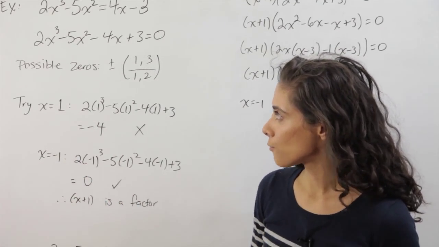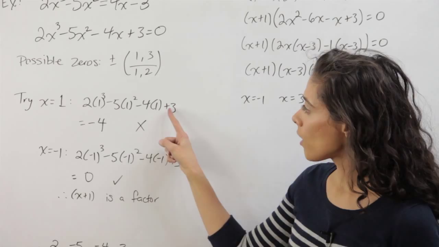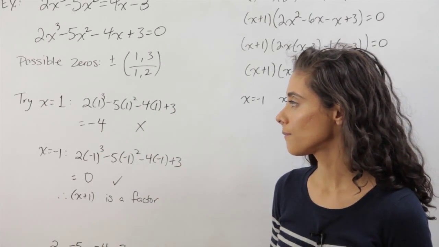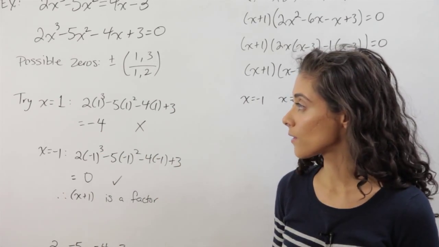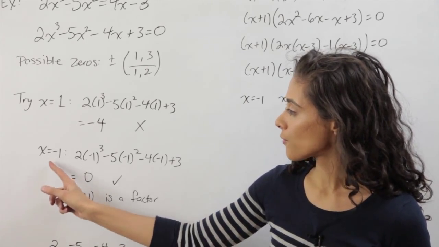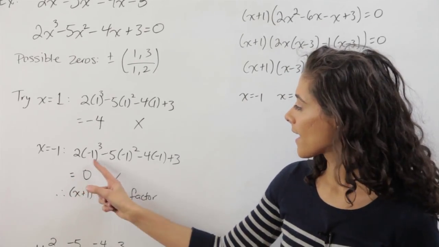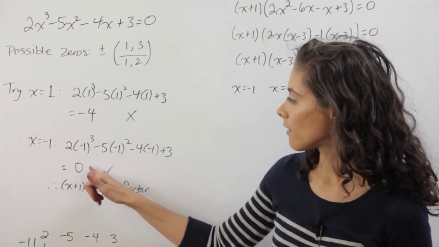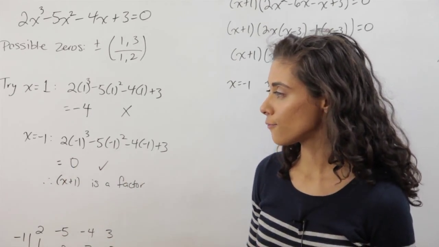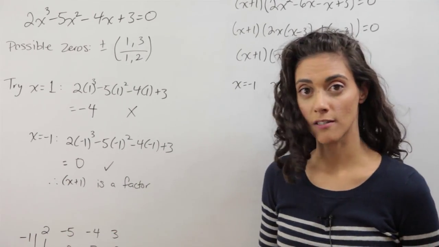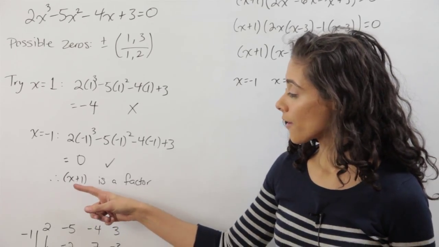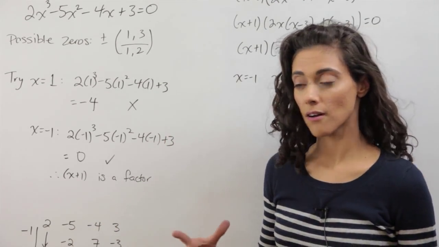I tried positive 1 and found that when I plugged 1 back in, I got -4, so 1 is not a 0 and x minus 1 is not a factor. I had more success with -1. When I plugged -1 into that function, I got 0, which means -1 is a 0, and therefore x plus 1 is a factor. But of course, we are not done. We just found one factor. There are a couple more.